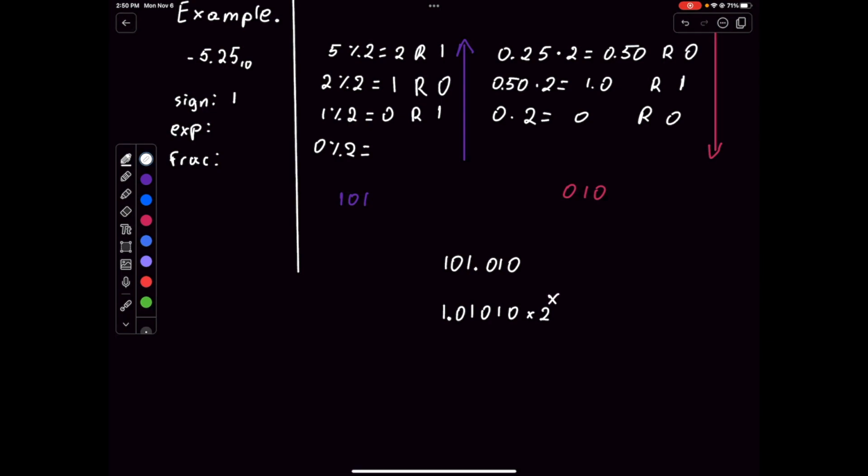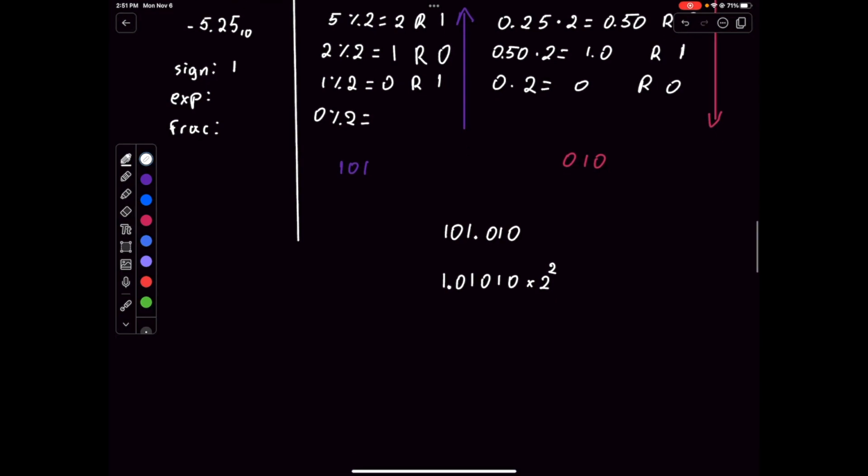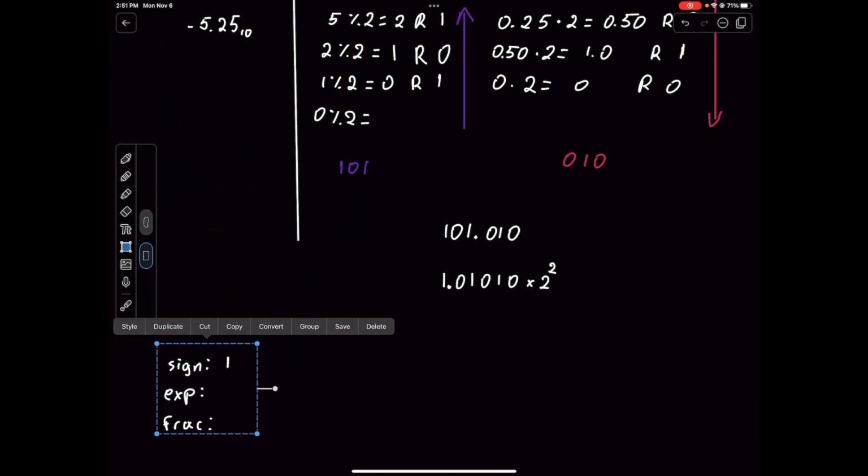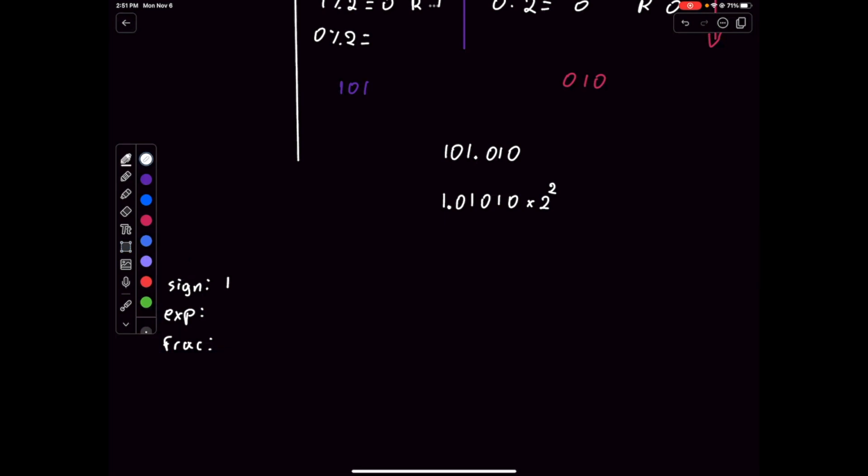In this case, we can see that we moved the decimal point twice, so it is going to be 2 to the power of 2, and this is what we have. So let's go back to our thing right here. I'm going to move it down. We know that the sign is 1. We know that the exponent, at the moment, right here, we have 2. However, remember that there's the bias, so we need to say 2 plus 127, right? And this is going to give us 129.